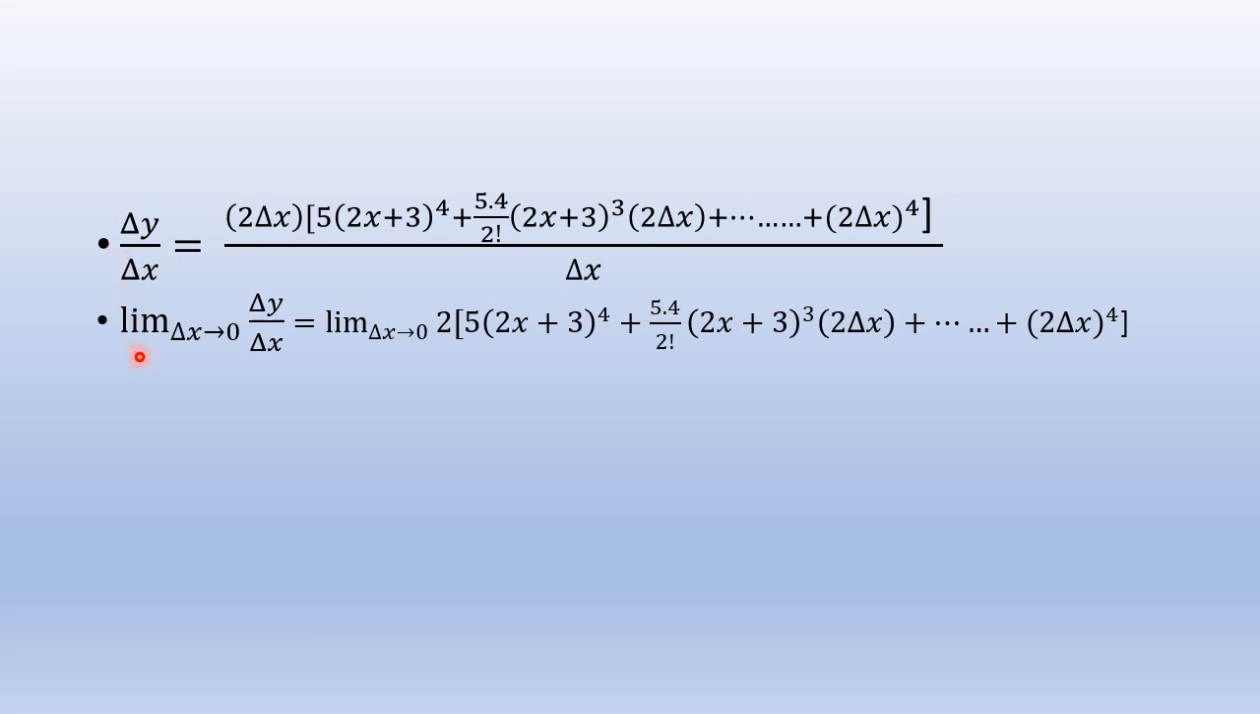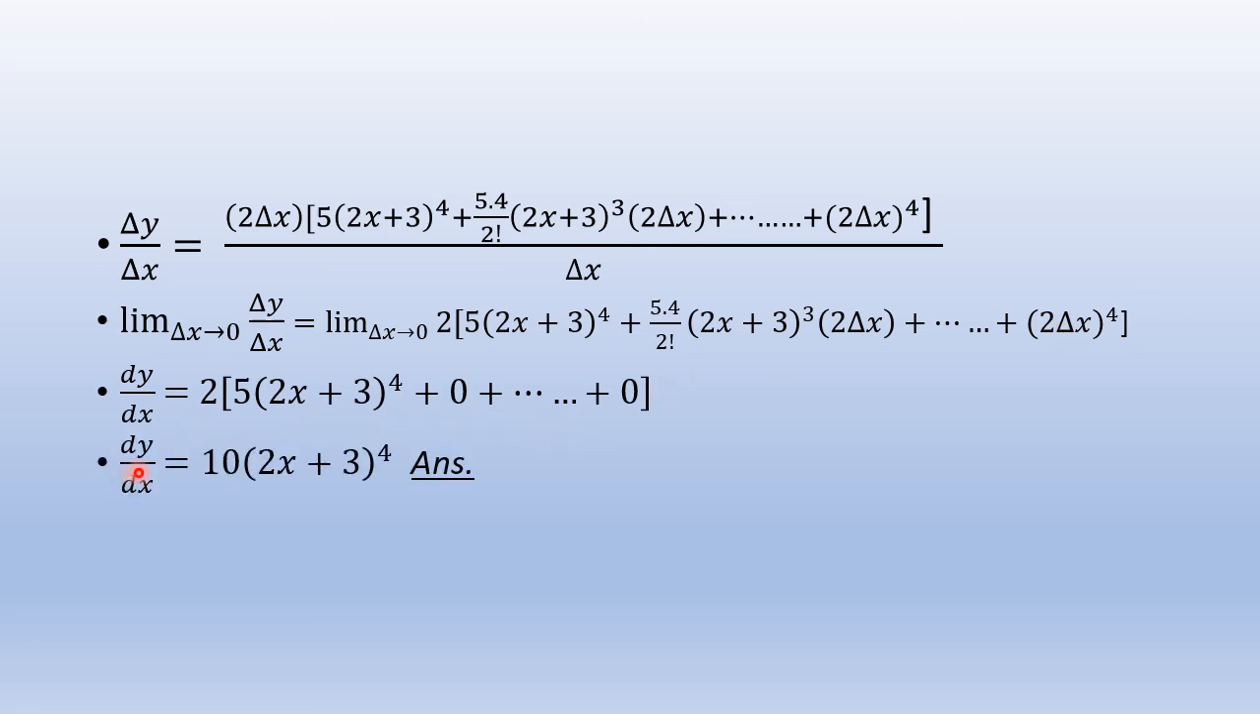We apply limit when del x tends to 0 on both the sides, on this side and on this side. This limit is called dy by dx, and on this side we are going to apply the limit when del x tends to 0. So this term got 0, this term got 0, and this is what we get. The final result is dy by dx is equal to 10 into 2x plus 3 to power 4. And this is it.